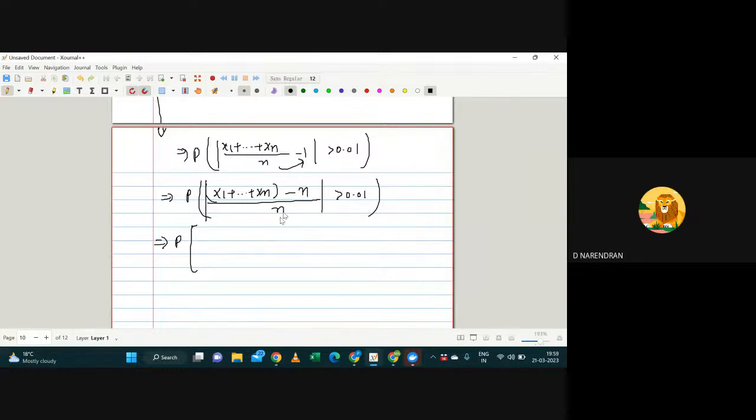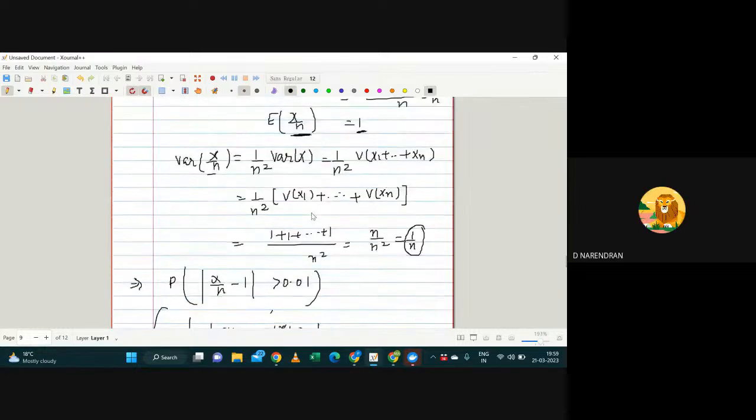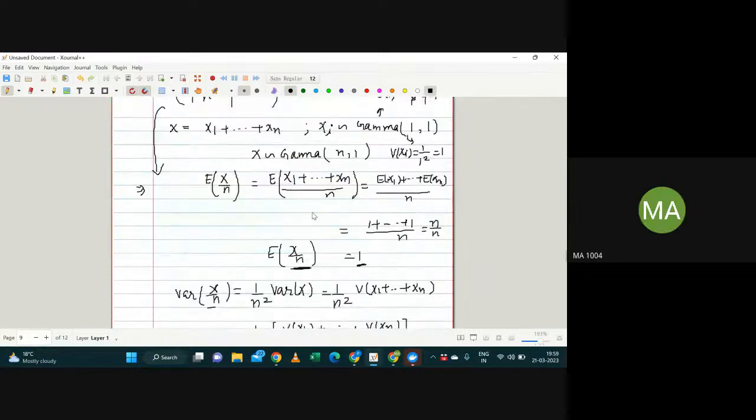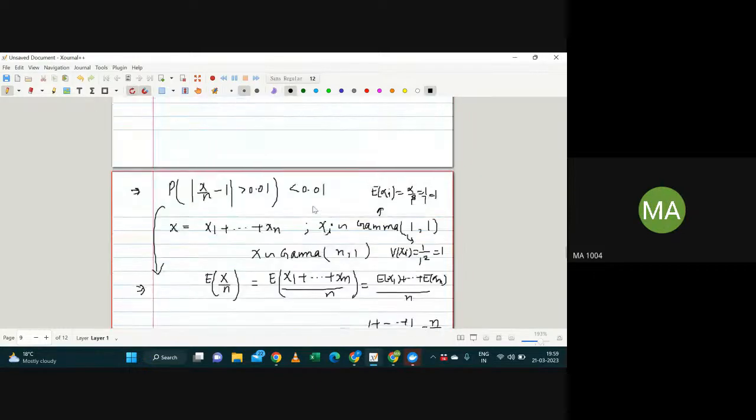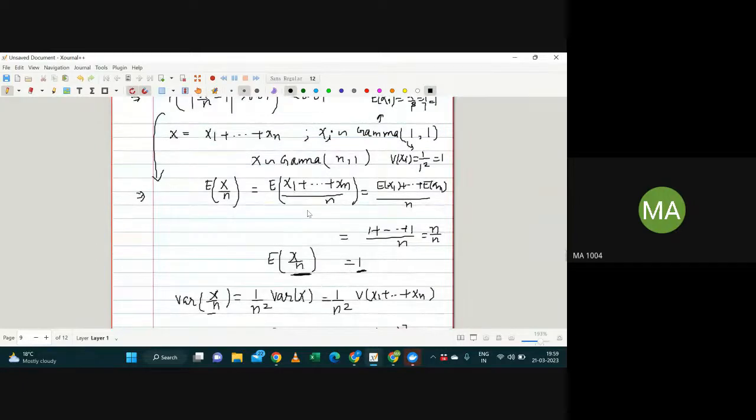Now we have to subtract the expected value of x. We already subtracted the expected value. One second, let me clear these things. Forget about these things.